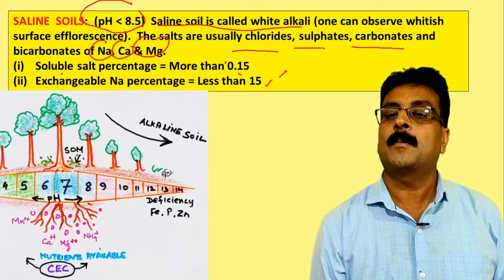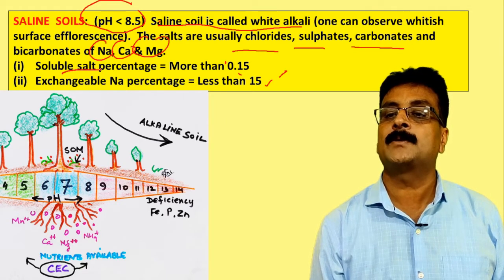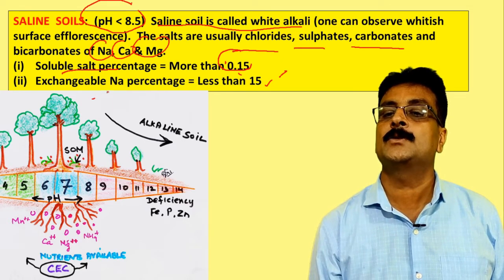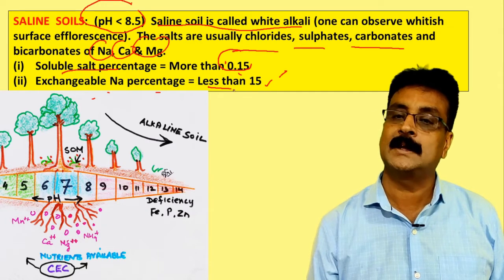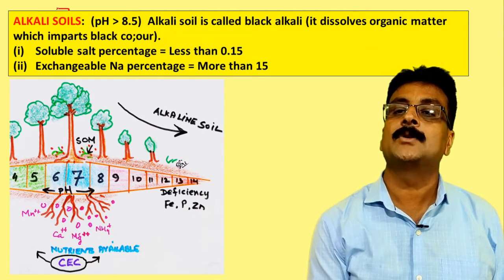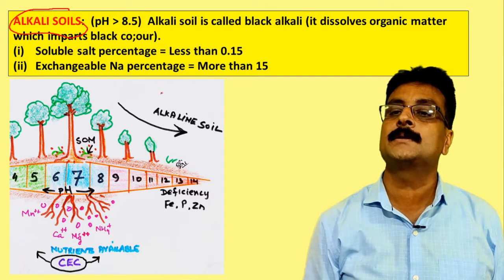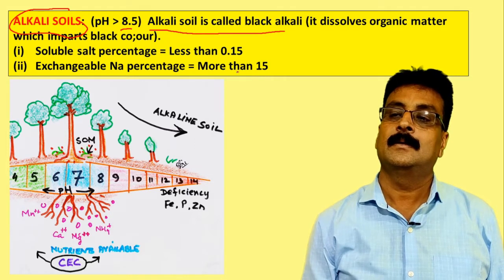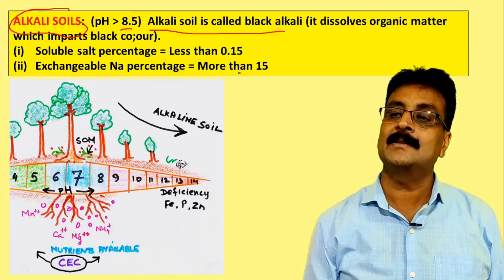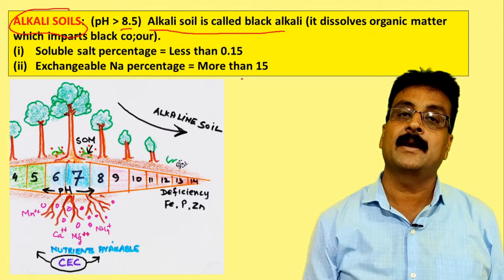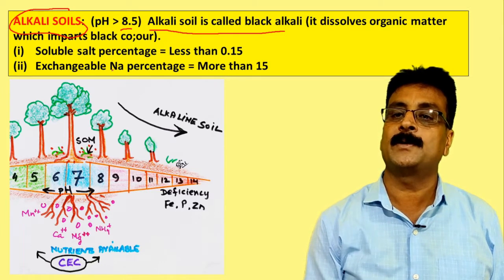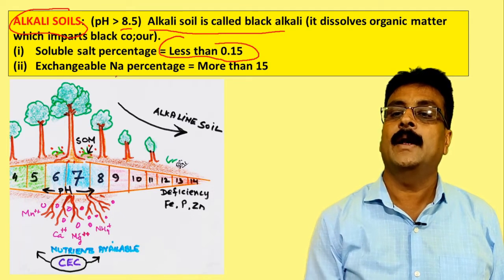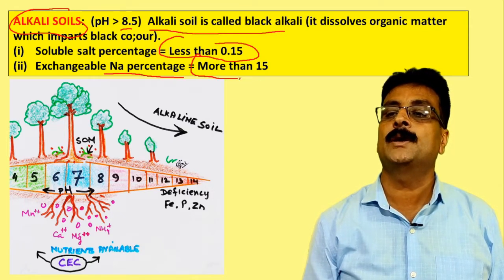Now, what is the property? The soluble salt percentage is more than 0.15, and the exchangeable sodium percentage is less than 15 in saline soil. The second one is alkali soil. Its pH is more than 8.5. This is black in color; saline soil was white in color. This is black because it dissolves the organic matter, which imparts the black color. The property is soluble salt percentage less than 0.15 and exchangeable sodium percentage more than 15.